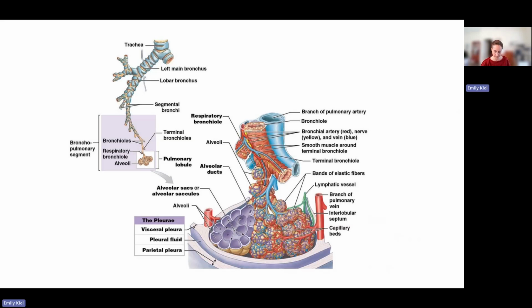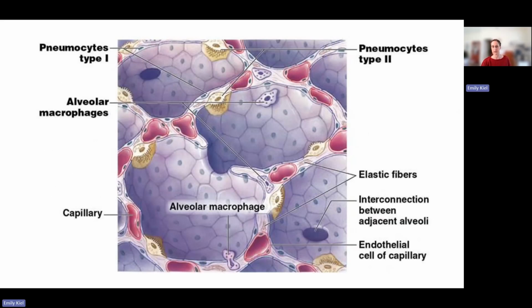I want to go back for 1 second to look, well, we'll go forward and then I'll talk about this when we get there. Here we're looking at the different types of pneumocytes. We've got our pneumocytes type 1, that's that simple squamous epithelium where gas diffusion occurs. We've got our pneumocytes type 2 that are creating the surfactant of the lungs. We've got some alveolar macrophages that are moving around to engulf pathogens or debris.